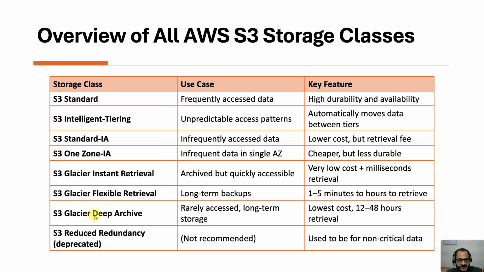Then we have the S3 Glacier Deep Archive storage class. This is for when you are sure, okay, I'm not going to access this particular file for maybe 2 years or 3 years. Rarely accessed files you can store under this storage class. Here the storage cost will be low and the data retrieval will take several hours.